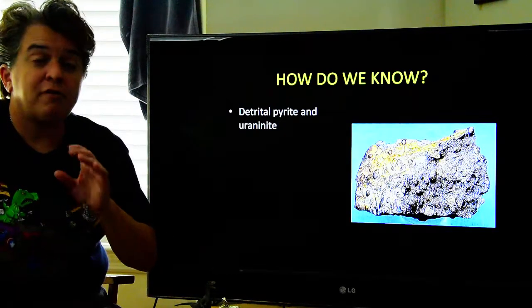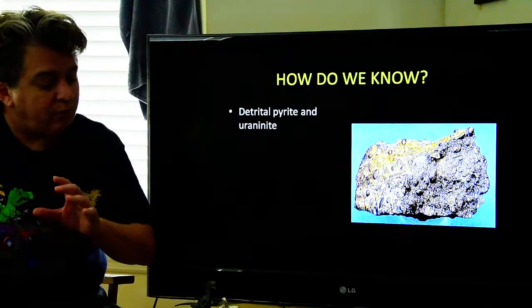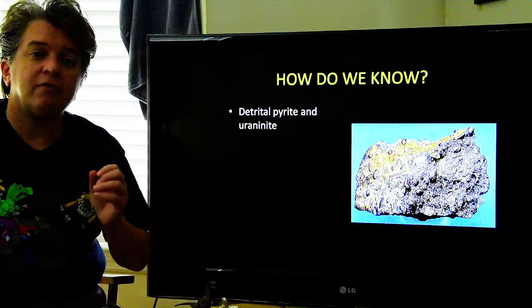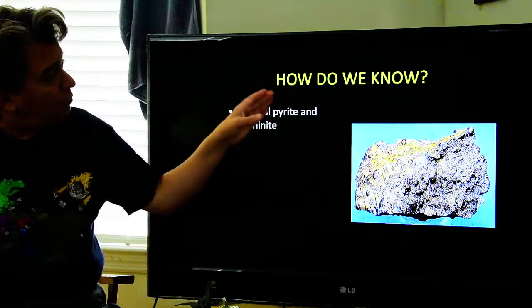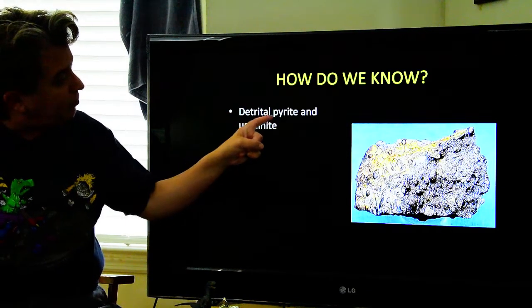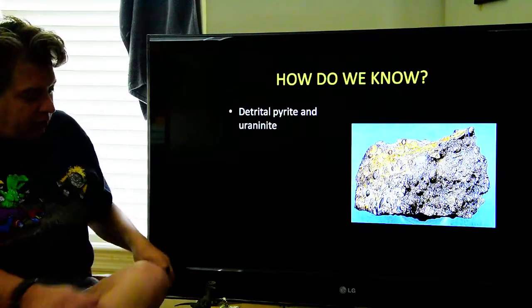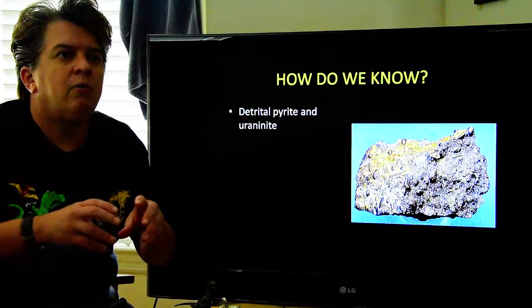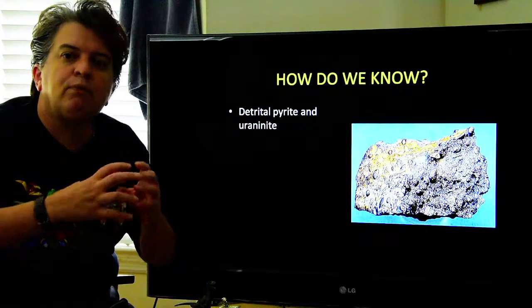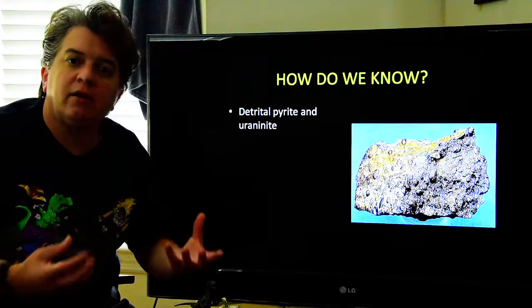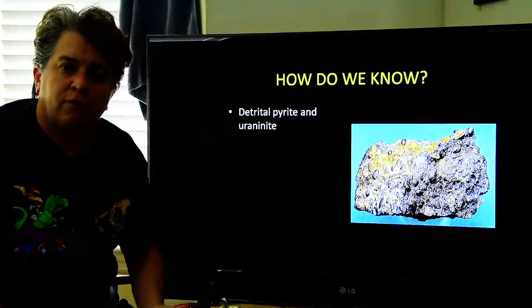Do you know Earth's early atmosphere did not have oxygen in it? Well, there's a bunch of different lines of evidence that show us this. One of the things is detrital pyrite and uraninite. Okay, first of all, detrital refers to when you have broken bits and pieces of sediment that go into making a new sedimentary rock. That's detrital.